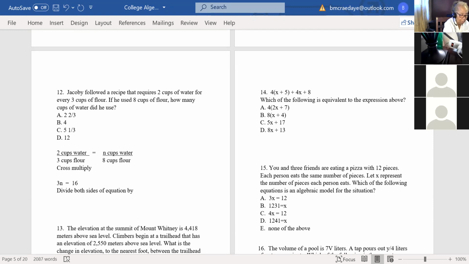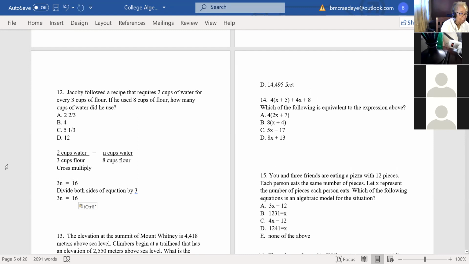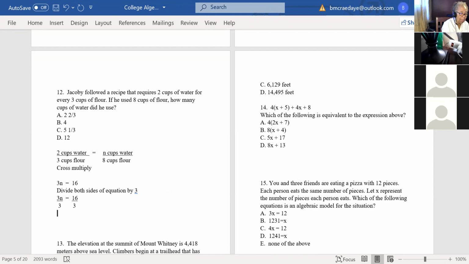Now let's just copy that and put our 3 here. And we get the answer that you said you got. Let's put divide by 3, this by 3. And that would be what? 3 and 3. What do I get, Audrey? On the left, I get what? N. 3 over 3 is 1. And 16 thirds would be what?